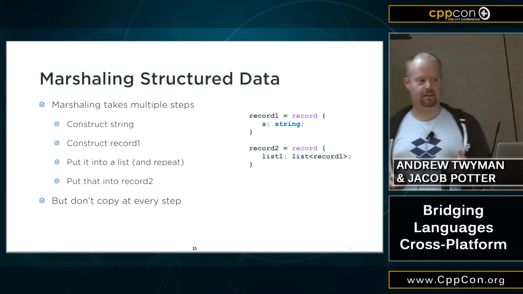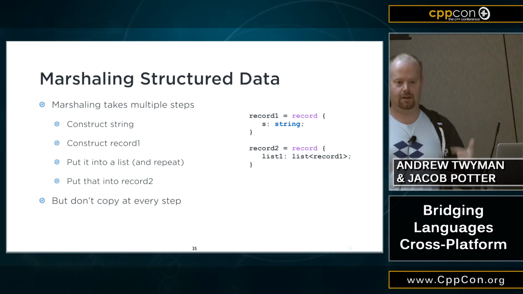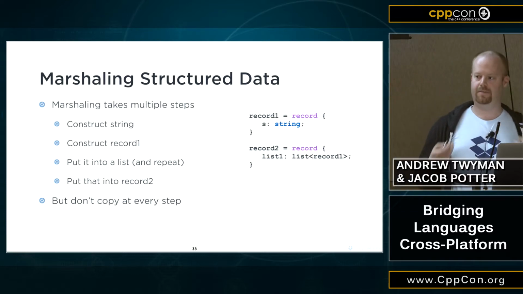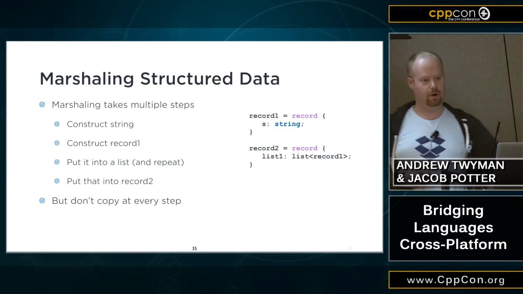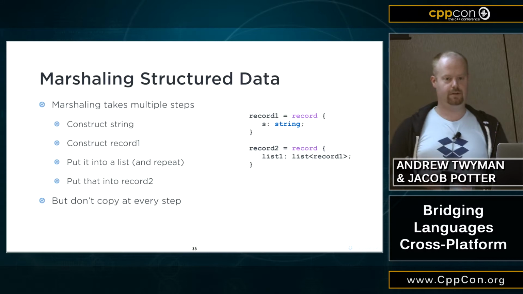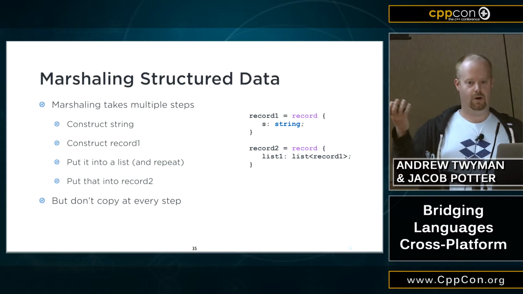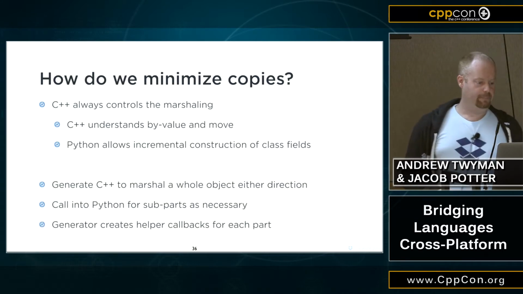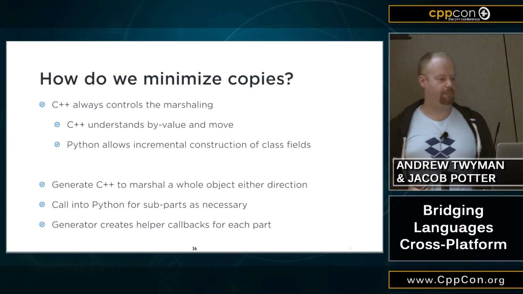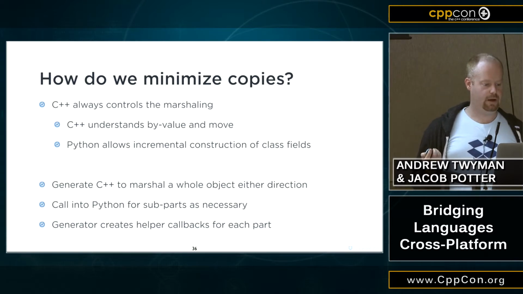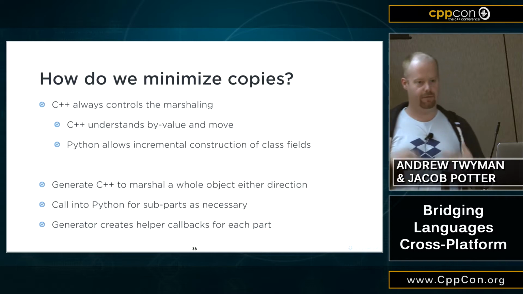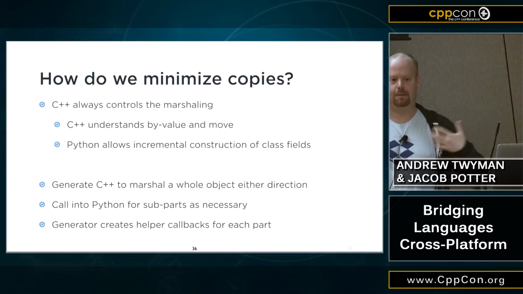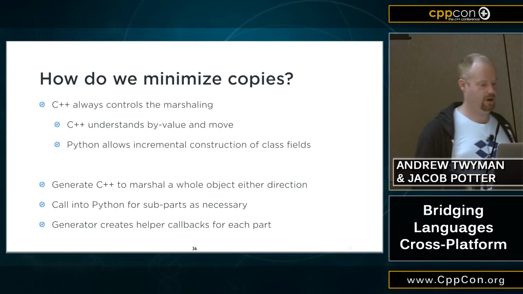And it would be really nice if each of those individual steps didn't involve a copy. I've already said, and we've accepted, that there's going to be one copy when you marshal an object across languages. But it would be nice if there wasn't a recursively increasing number of copies depending on how big and complex the object is. So how do we minimize that? It turns out it's easiest to do so if we let C++ always be the driver of the marshaling. It chooses which steps go next and drives the process.